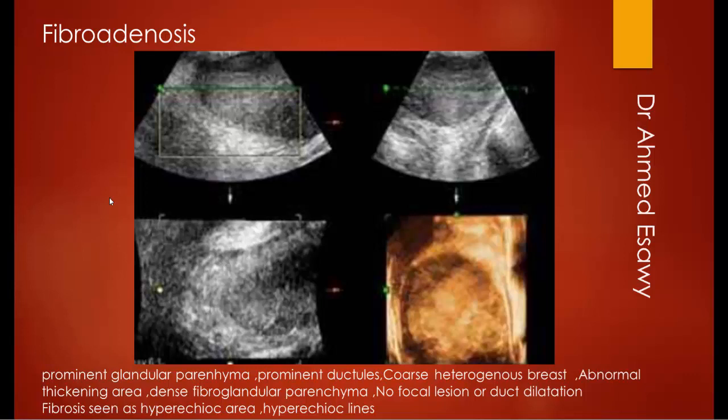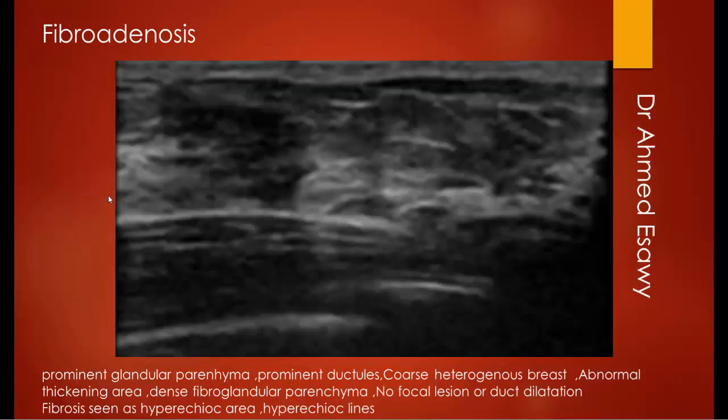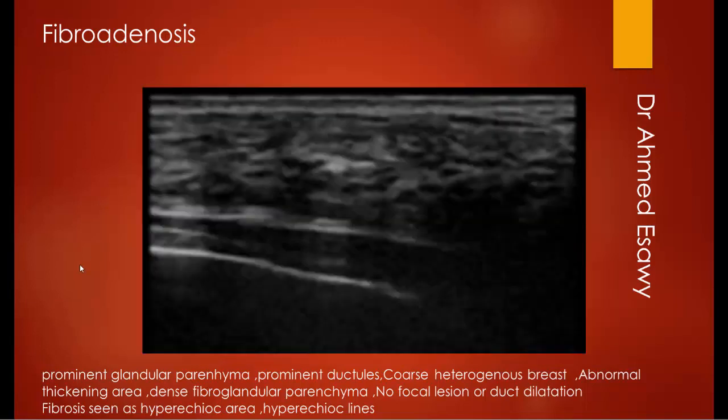This is fibroadenosis by 2D and 3D ultrasound. Also seen: prominent, dense, coarse, heterogeneous breast parenchyma, fibrosis seen as heterogeneous areas or hyperechoic areas or hyperechoic lines. Fibroadenosis in ultrasound, in this case, coarse, heterogeneous, dense fibroglandular breast parenchyma, prominent ductules, abnormal thickening, fibrosis seen as hyperechoic areas, hyperechoic lines. This is another case with the same criteria: coarse, heterogeneous, prominent fibroglandular parenchyma, prominent ductules may be seen, fibrosis seen as hyperechoic area, hyperechoic lines.